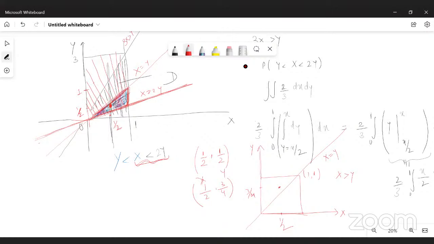In this case, x is less than y. So if we take 3/4 and 1/2, you can clearly see that it's in the lower half of this line. Is it clear now?